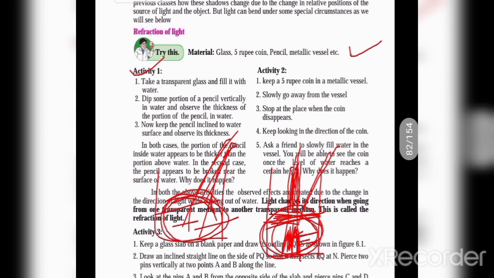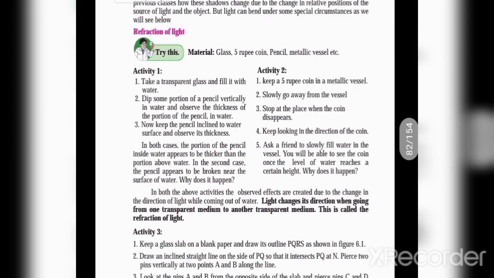In the second case, the pencil appears to be broken near the surface of the water. Why does it happen? Friends, all these phenomena happen due to the refraction of light, because the light refracts from the surface of that glass, or the surface of that water.